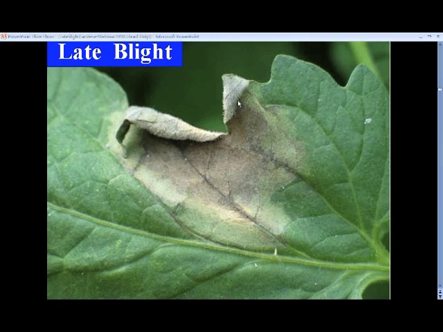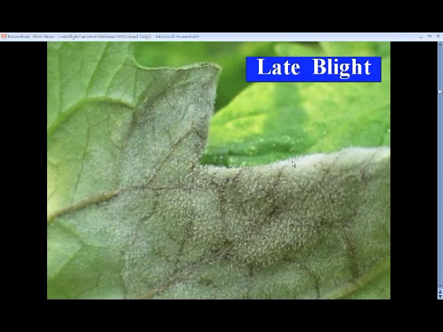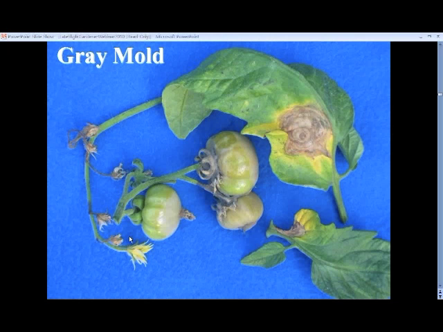And here's that late blight symptom again. Notice the border, that nice light border. And then on the underside of the leaves, you're seeing the pathogen sporulating, which you would not see with drought stress.